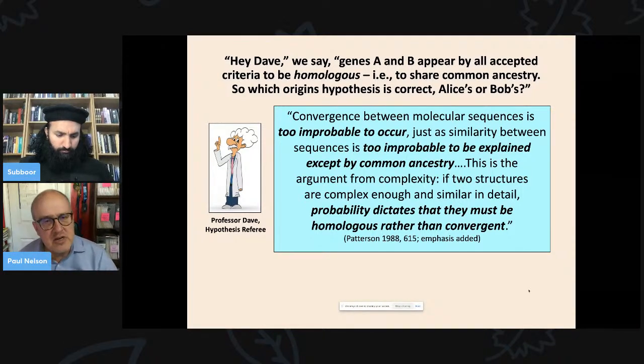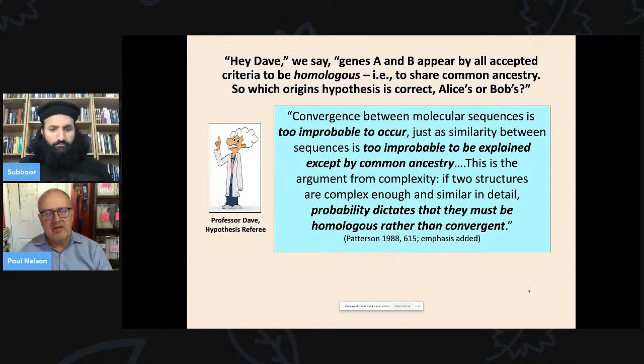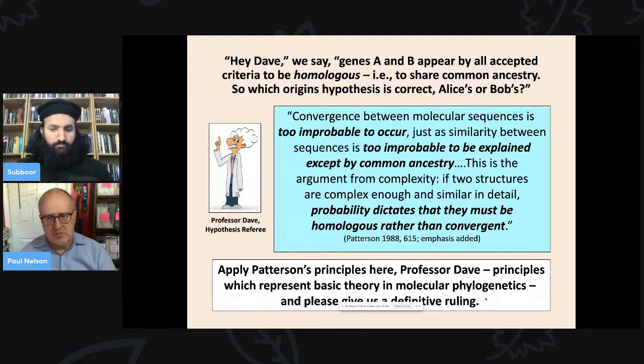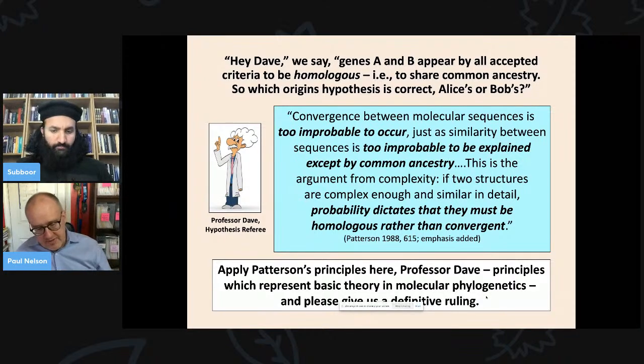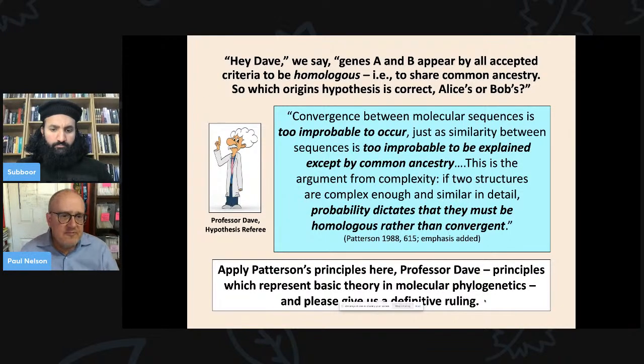Convergence between molecular sequences is too improbable to occur, just as similarity between sequences is too improbable to be explained except by common ancestry. This is the argument from complexity. If two structures are complex enough and similar in detail, probability dictates that they must be homologous rather than convergent. So we say to Dave, apply Patterson's principle, which really is one of the foundation stones of molecular phylogenetic methods, really going back decades, and give us a definitive ruling.